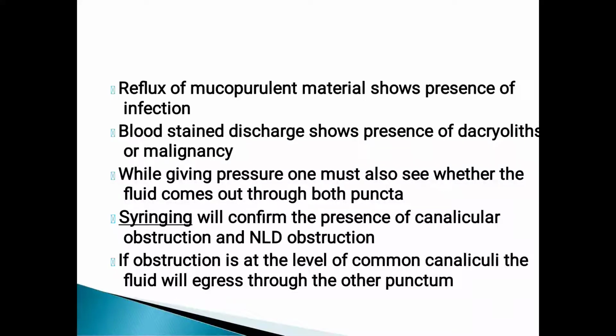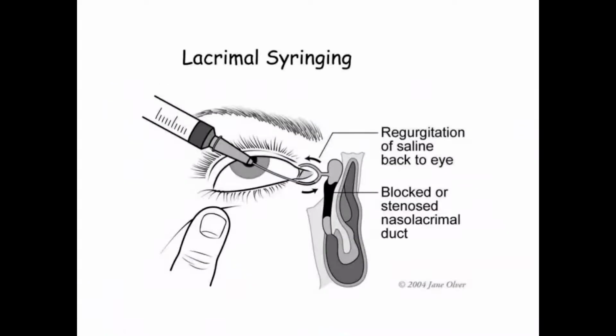Suppose the patient is having watering and the regurgitation test is negative. What do we do? Then we can do syringing to confirm the presence of obstruction in the canaliculus or nasolacrimal duct. So how do we do that syringing? Basically, we inject fluid through the lacrimal punctum, and we observe whether we can inject the fluid freely.